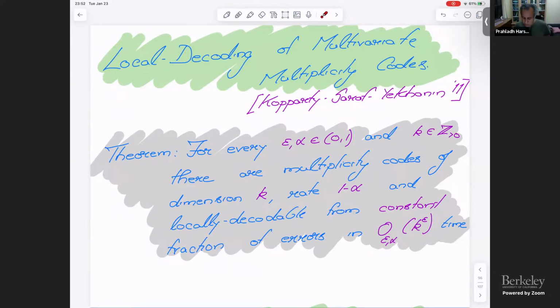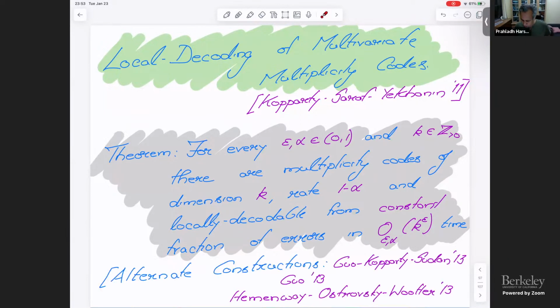Okay. This was the original motivation of Kopparty, Saraf, and Yekhanin when they introduced multivariate multiplicity codes. Subsequent to their work, of course, there have been several alternate constructions which also yield the same sort of construction. They are different codes. These are not multivariate multiplicity codes.